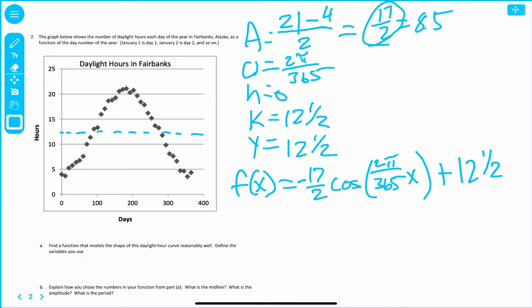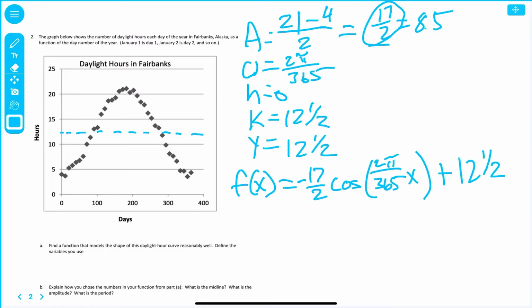I still don't get the omega and period. So is the period 2 pi over omega? Omega is equal to 2 pi over your period, however long one rotation is. Or not one rotation, but whenever it repeats. Omega is equal to 2 pi over whatever the repeat is. Here the repeat is 365 days.